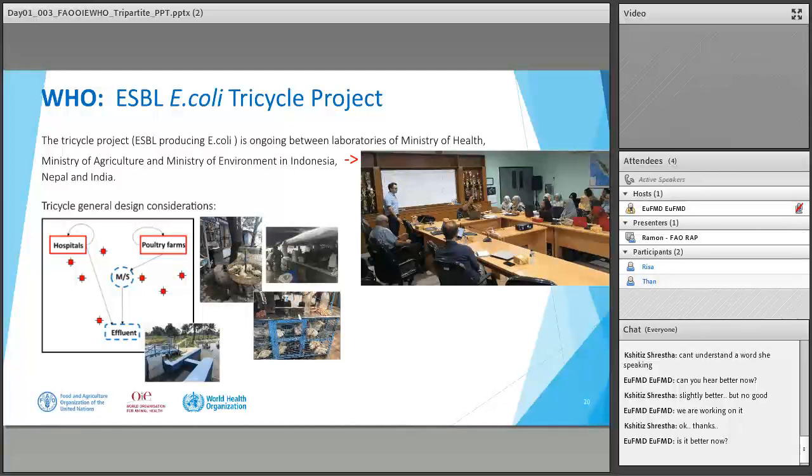Thank you. So just a few words on this tricycle project that was particularly mentioned. This is a project going on in Indonesia, Nepal, and India. For Indonesia, for some time now, they're quite advanced. This project is really to work jointly with the laboratories of the Ministry of Health, Ministry of Agriculture, and Ministry of Environment. There are very different capacities between the laboratories under these ministries. It tends to be historically the Ministry of Health has.